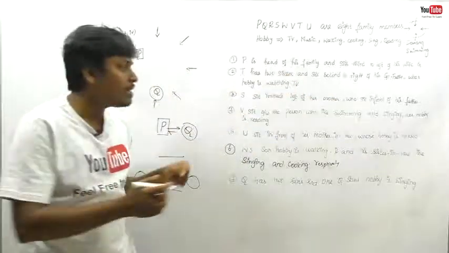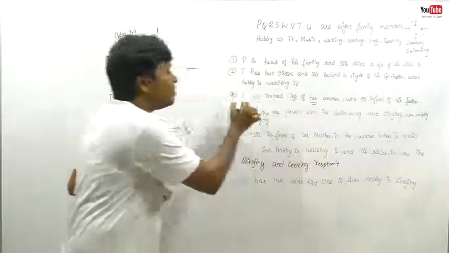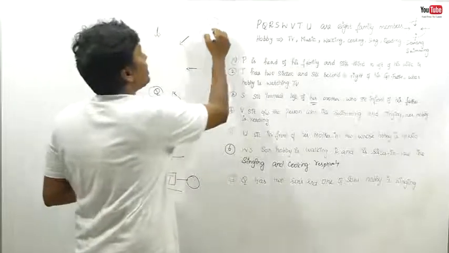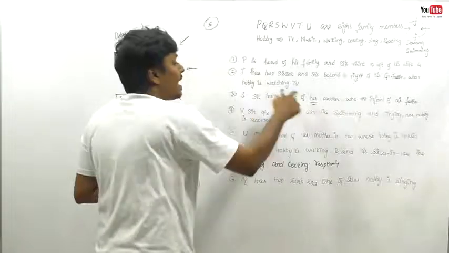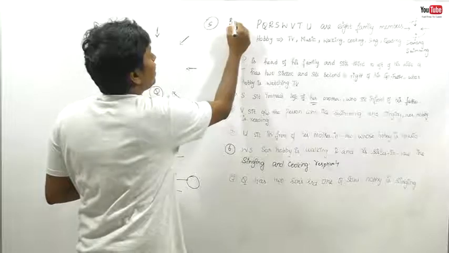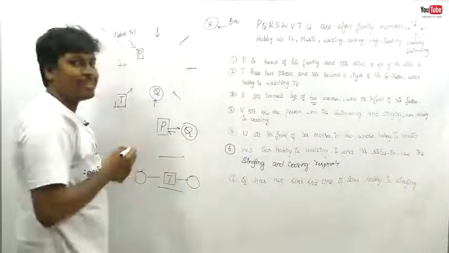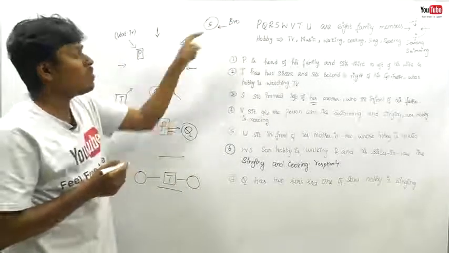What is the meaning of her brother? Her brother shows that S should be a female person. So we have found S is a female person and S is having a brother. So on the brother's left-hand side, the person S is sitting. That is, the sister is sitting. But we don't know who the brother is.